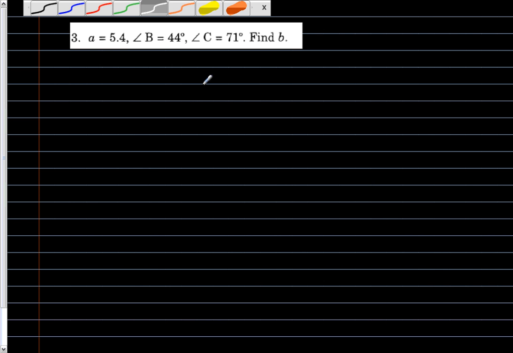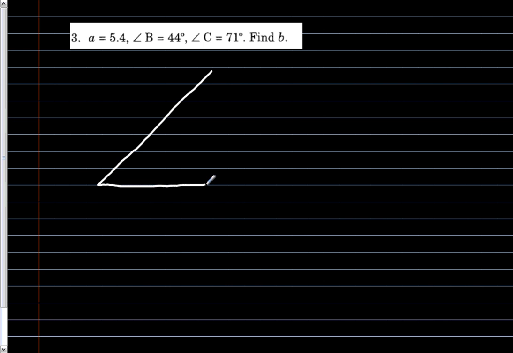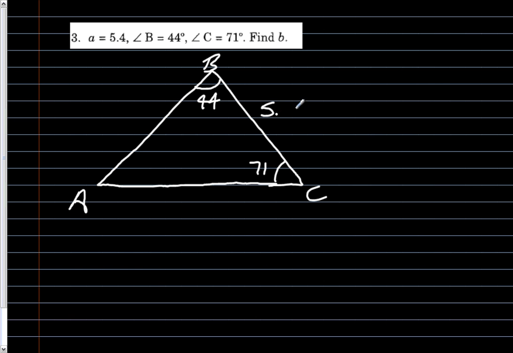Even though it may not turn out to be right, I generally draw my triangles like this, kind of looking like equilaterals, but not quite. I start with calling this corner A, this corner B, and this corner C. I pretty much always do that. Now I start labeling my corners and sides. That's going to be 44 degrees. This is going to be 71 degrees. This side is 5.4, and this side is the side that we are looking for.